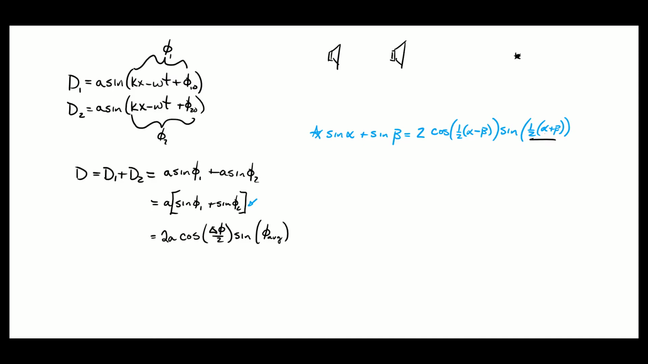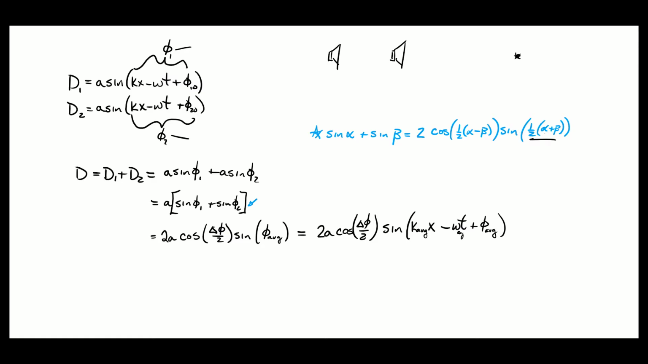And this is what we get. If I want to actually write out that phi average, it's 2A cosine of delta phi over 2 times sine, well, if I average these two phases, I'm going to have the average wave vector, so k average times x minus omega t. If they're playing the same note, it's just going to be omega t, plus phi average. And well, I might as well put average there and be general.